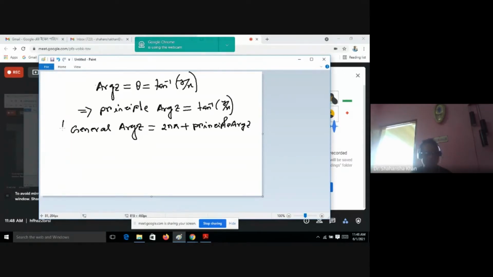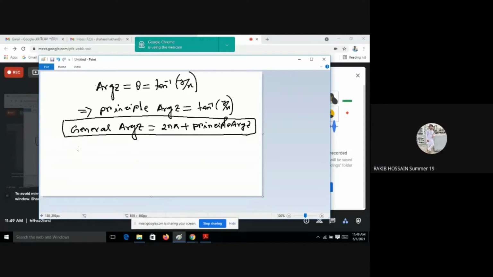That is the fact. I hope that Rokibul Islam and all of my friends are clear about the general argument. Are you clear, friends? Yes, sir. Clear.